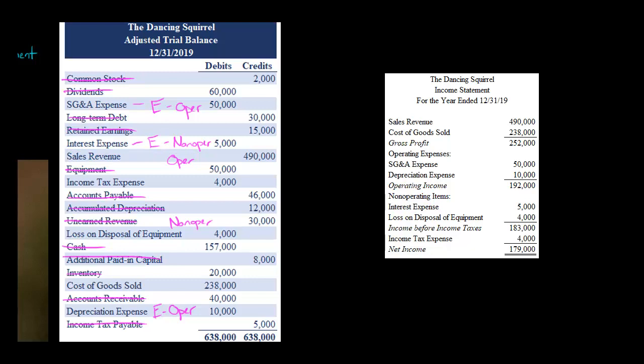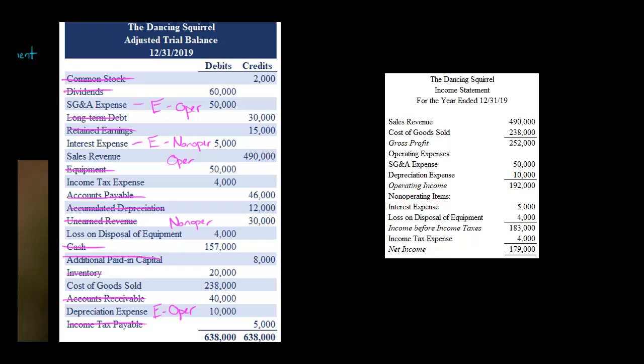If this was a bank, okay, so the Dancing Squirrel, let's just say that it's a retailer or something because they have inventory that they sell, so that's why they have cost of goods sold. So let's say they're a retailer, so interest expense is going to be a non-operating item. But if this were a bank, this were a financial institution, then interest expense would be near the top of the income statement. Okay, so non-operating item, interest expense, and the loss on the disposal of equipment.